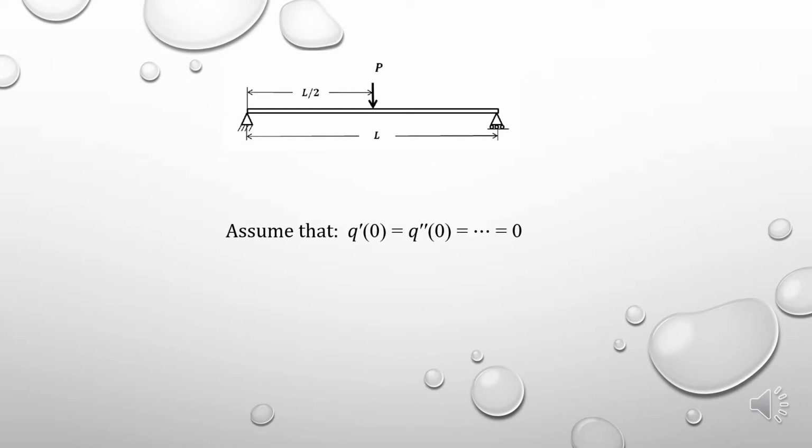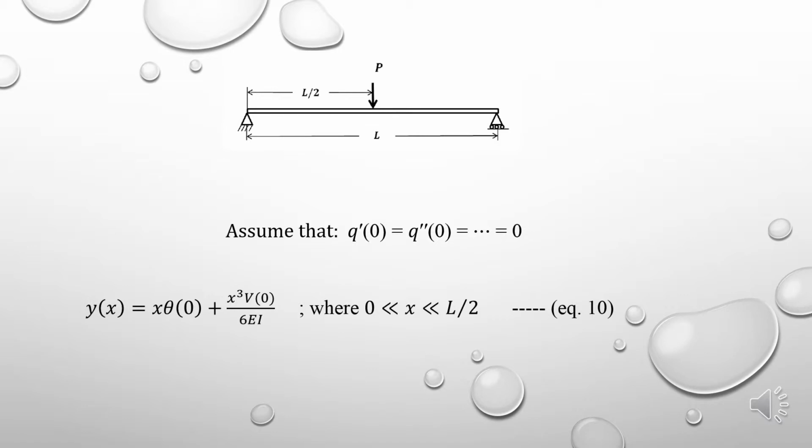For a simply supported beam with a point load applied at the center of the beam, we can assume that Q' 0 and Q'' 0 and others are equal to 0. Hence, the equation will be reduced as shown above.